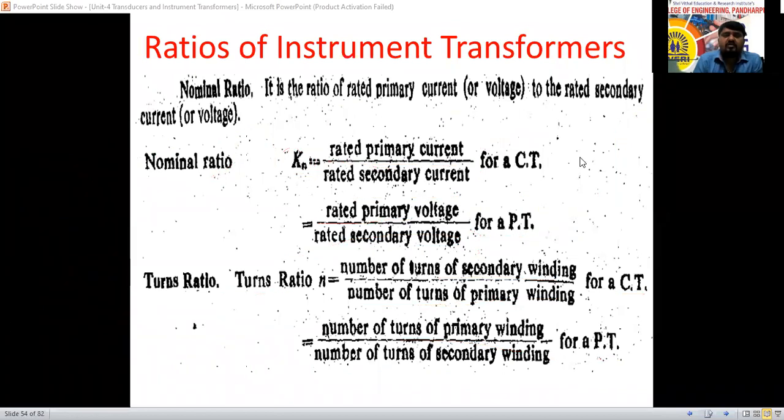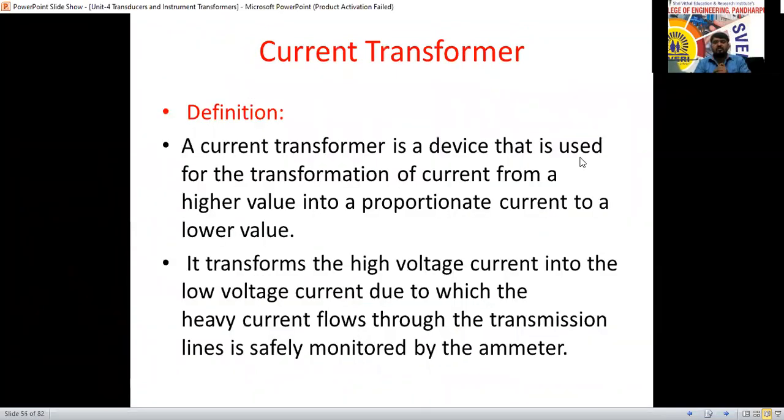So next we'll go for the current transformers, which we are going to discuss now. The definition of a current transformer is that it is a device used for the transformation of current from a higher value into a proportionate current at a lower value. The current transformer is a device which transforms the electric current from a higher value to a lower value. That is called a current transformer.